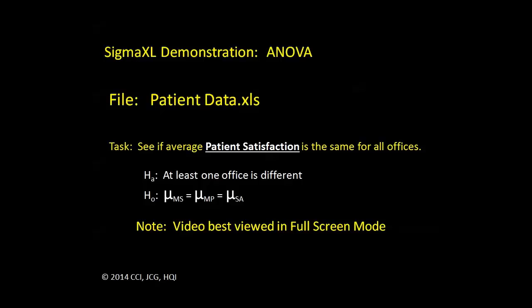The null hypothesis will be set that the Main Street office will have an average overall satisfaction score that is equal to the Mall Park office that will be equal to the South Avenue office. Let's open our file. Let's get started.